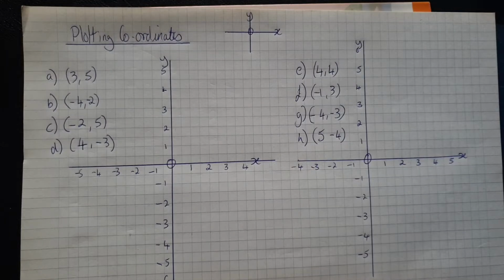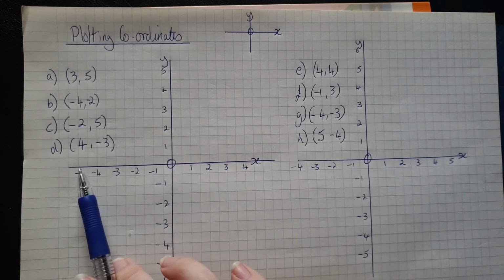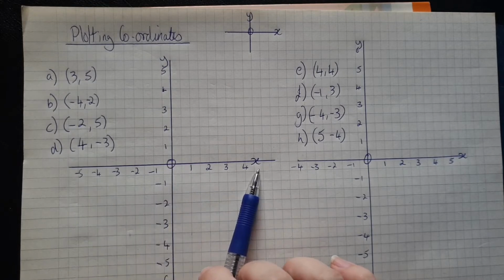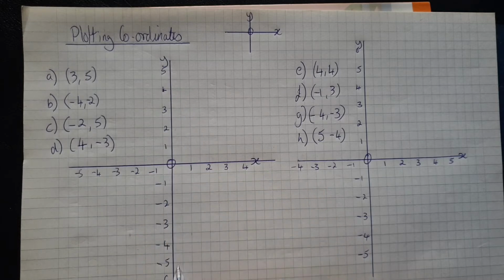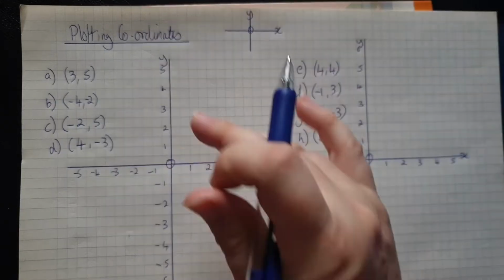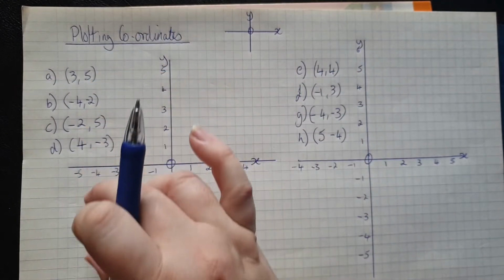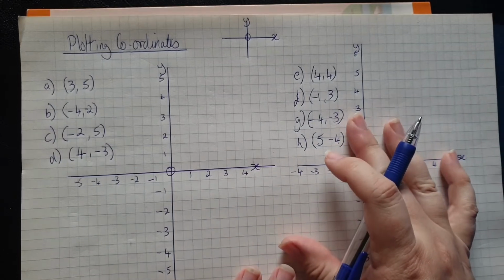Hello. Today we're looking at plotting coordinates in all four quadrants. Now we do this on a Cartesian grid. A Cartesian grid is an x-y axis with x on the horizontal and y on the vertical. Now I also mentioned the word all four quadrants. Now a quadrant is one of the four parts of the graph.